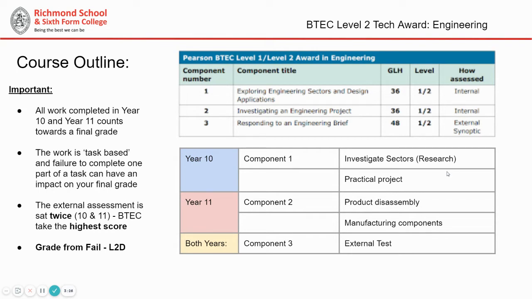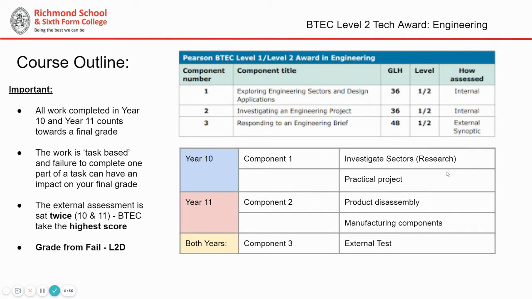There are 3 components. Component 1 is taught in year 10 and is about investigating engineering sectors and creating a small practical project based on that research. Year 11, you would do component 2, which is looking at a product and disassembling engineering products, looking at the components and then manufacturing your own component as part of that. And then the external test is a practical assessment and then an exam which is done in the sports hall, and we actually get you to do that twice.